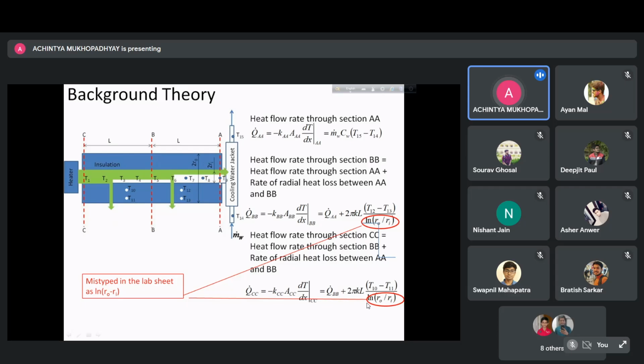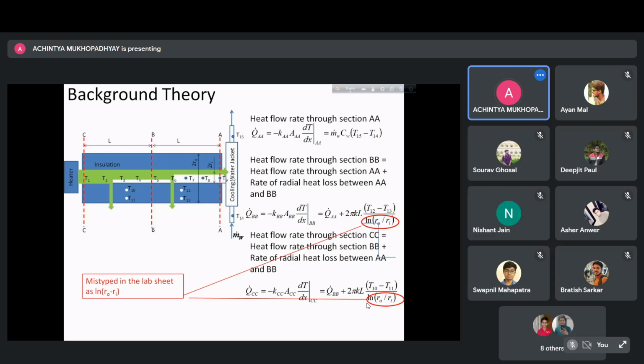Okay, so how do we know it? Under steady state condition, whatever heat is coming through here, crossing this cross section, because it's steady state, there will be no heat accumulation anywhere. So if we consider this portion of the rod from T9 to the tip, then there is no accumulation.